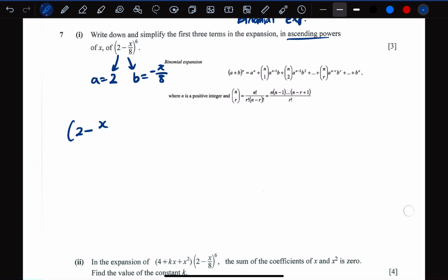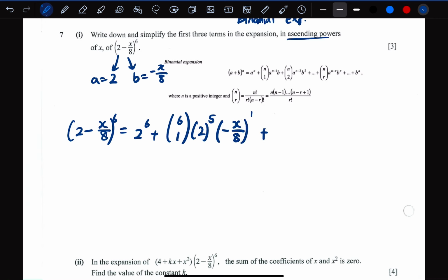2 minus x over 8 to the power of 6 is equal to 2 to the power of 6, plus 6 choose 1, 2 to the power of 6 minus 1 is 2 to the power of 5, negative x over 8 to the power of 1, plus 6 choose 2, 2 to the power of 4, negative x over 8 to the power of 2, and plus dot dot dot. Here we don't need to write the rest because they only want the first three terms, so we stop at the third term.